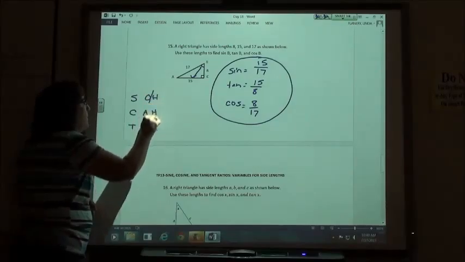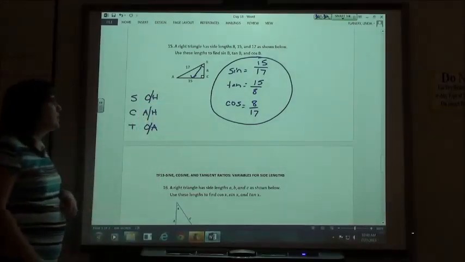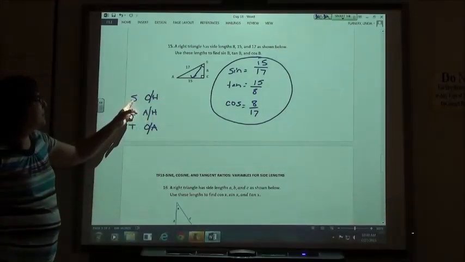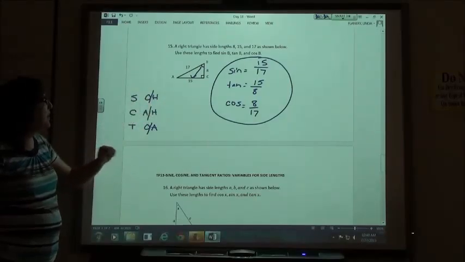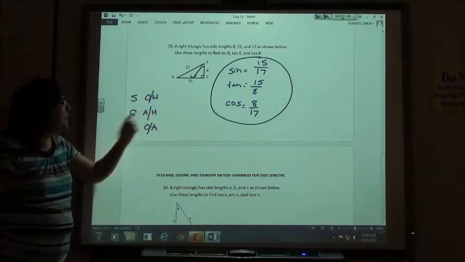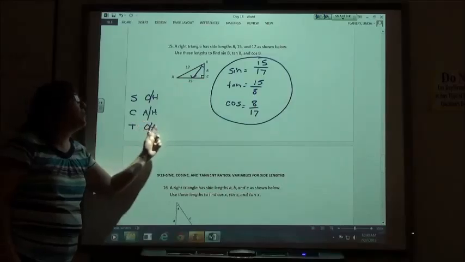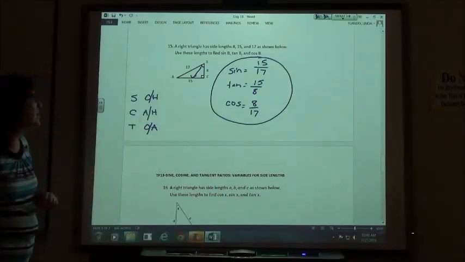So, if I make my fractions. Sine, opposite over hypotenuse, cosine, adjacent over hypotenuse, and tangent, opposite over adjacent. Better put the right thing there, SOHCAHTOA.